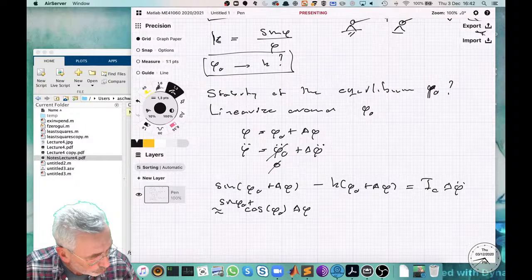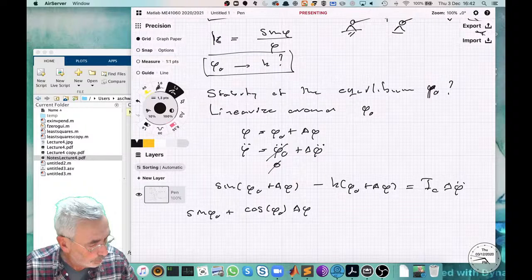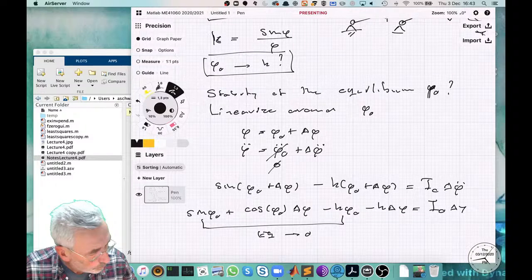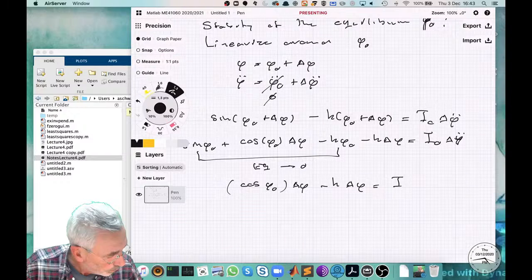So this is sine phi 0 plus the derivative of this one, sine is cosine. That's the Jacobian times the delta, and then minus k phi 0 minus k delta phi. And then, lo and behold, of course, this is equilibrium, meaning that it is 0, and what remains is our cosine phi 0 times delta phi minus k delta phi equals Ip delta phi double dot.